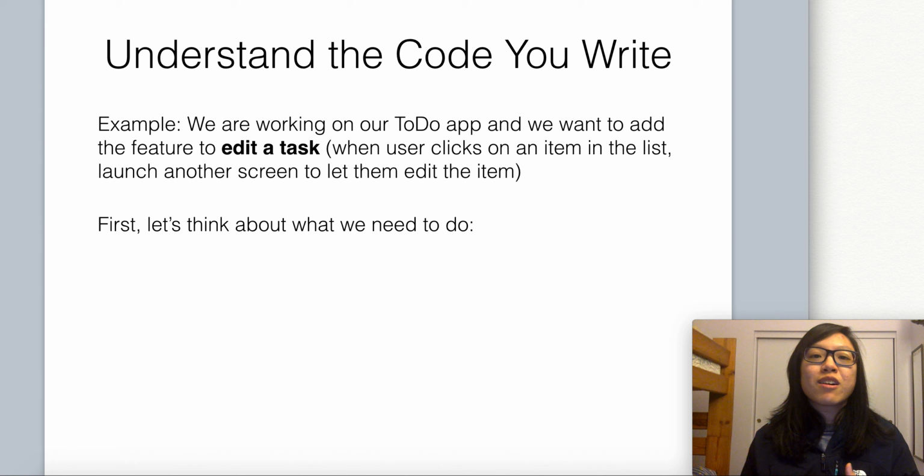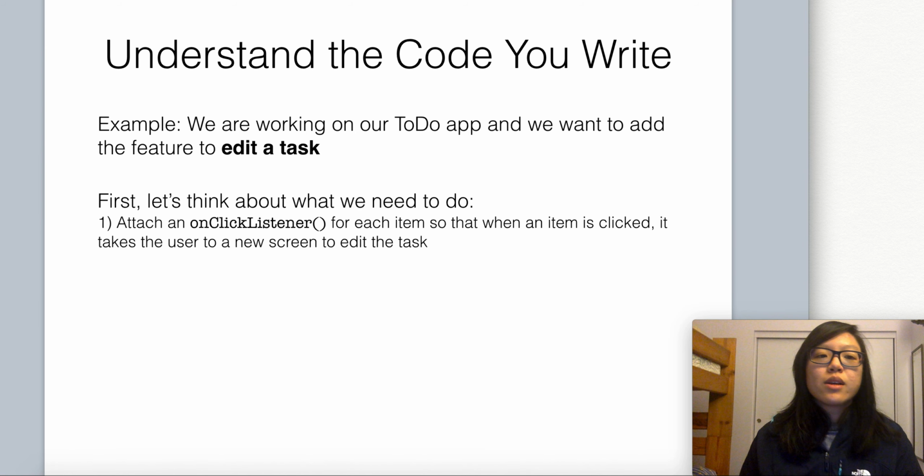So the first thing we want to start off by doing is to think about what we actually need to do. This isn't even starting to write code yet. This is just us mapping out our mental model and knowing the steps that we need to take in order for this to actually happen. The first thing that we realize we're going to have to do is we need an on-click listener for each item, right? So we need to attach this on-click listener so that when the item is clicked, we are able to process this click and we're able to take users to the new edit screen.